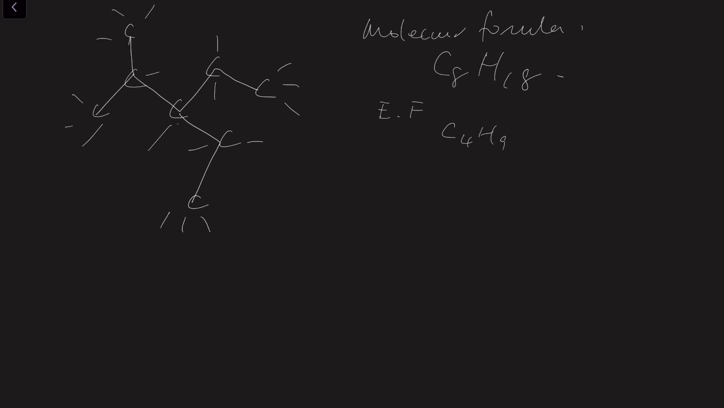So now let's write the semi-structural formula. To do this, we need to find the longest continuous carbon chain. So 4, 5. 1, 2, 3, 4, 5. So it looks like it has 5 carbon as the longest chain. So you can use this chain.